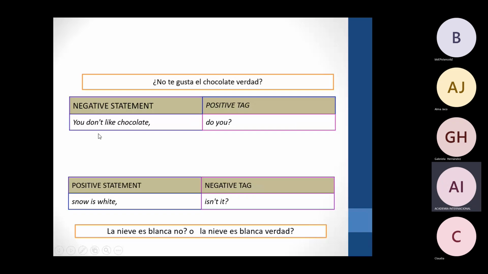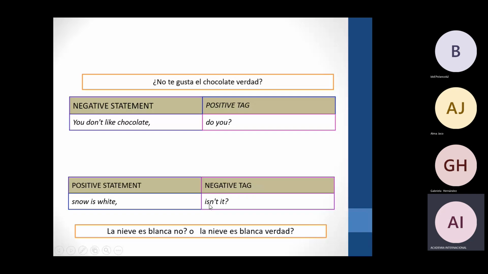Cuando es en terceras personas, ¿cuál se usa? Do or does. En el presente. Ajá, does. Muy bien. Y aquí ya no estoy utilizando el verbo auxiliar do, sino el verbo to be. Snow is white. Isn't it? Entonces, por esa razón, aquí voy a utilizar el verbo to be y no el verbo auxiliar. ¿Se entiende esa parte? Snow is white, isn't it?